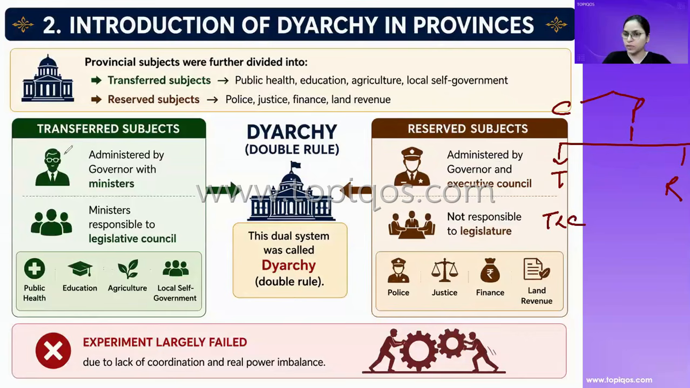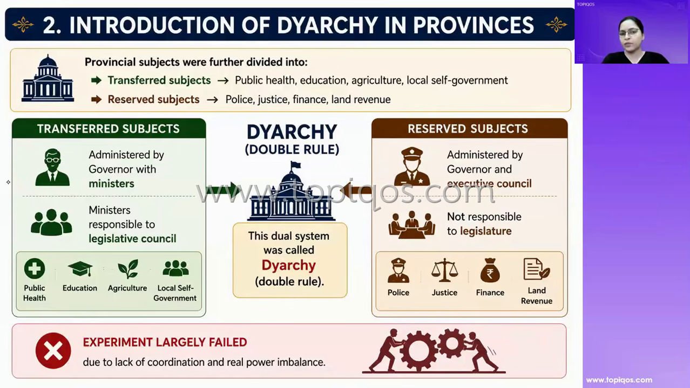What is the meaning of this? The transferred subjects will be administered by the governor with the ministers, and these ministers are part of the executive council only. But they will be answerable, they will be responsible to the legislative council. Here in the reserved subject, again they will be administered by the governor and his executive council, RE. But here they will not be responsible to the legislature. Not responsible means that they are not answerable to the legislative council. The members of the legislative council cannot question them on the reserved subjects. I hope it is pretty clear.